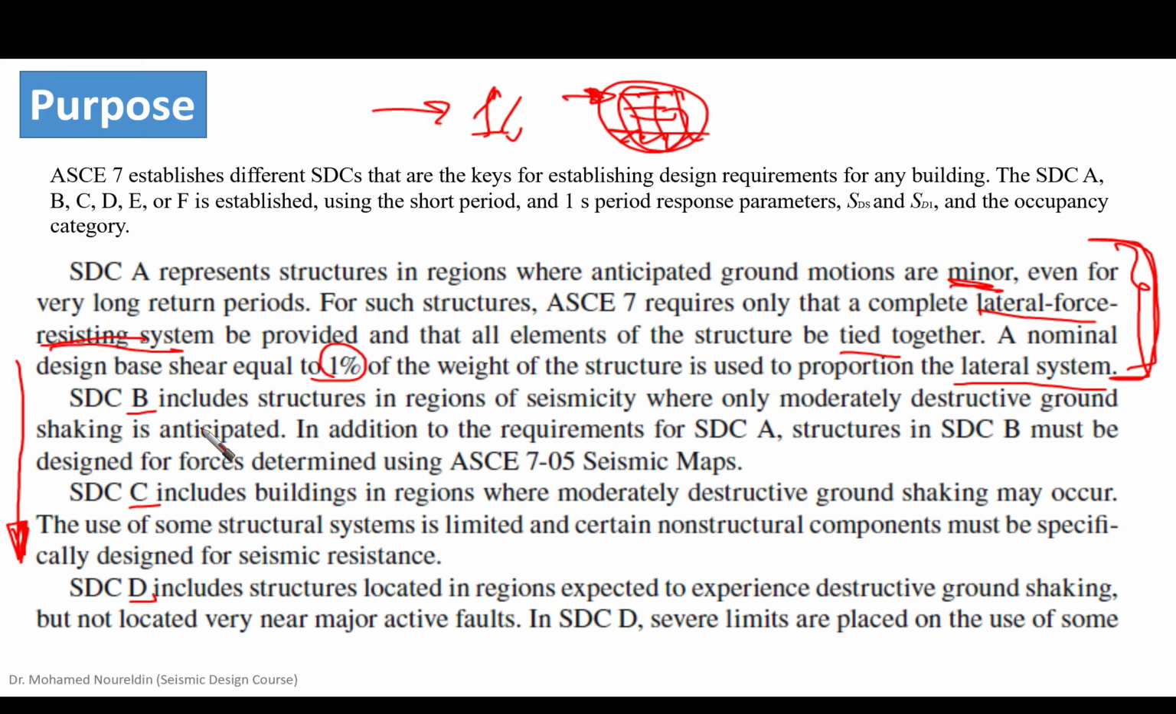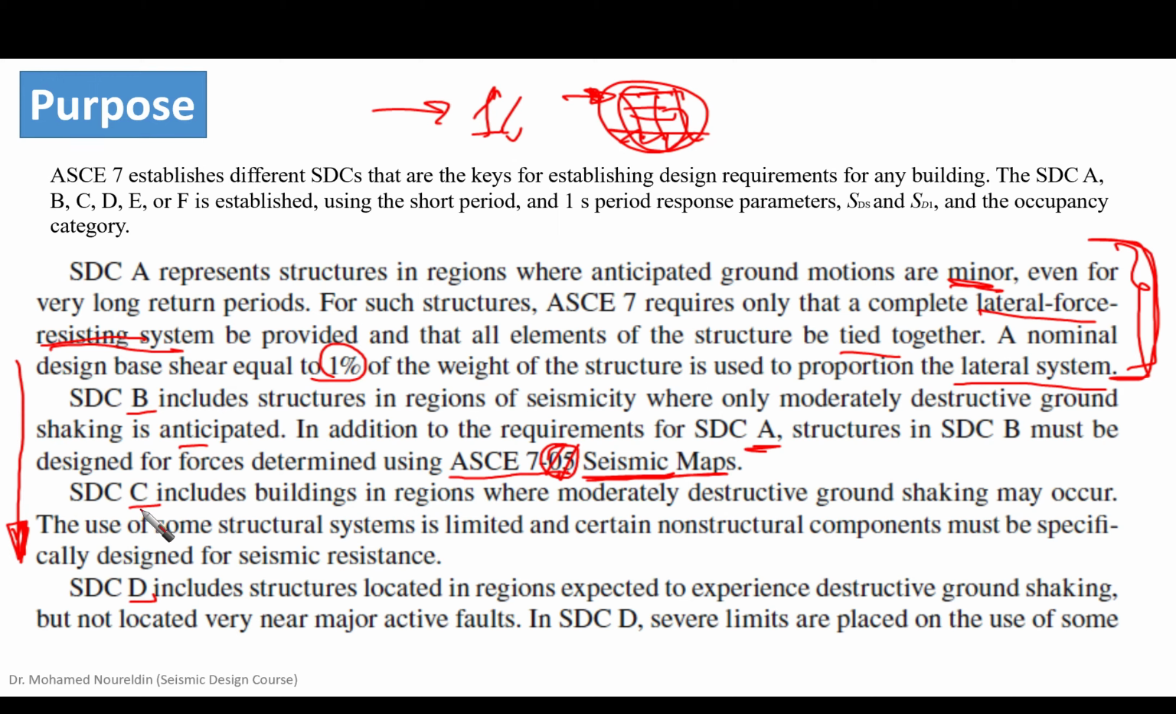For B, for example, it is for structures in regions of seismicity where only moderately destructive ground shaking is anticipated. In addition to the requirements of SDC-A, structures in SDC-B must be designed for forces determined using, yes, actually this is part from ASCE 7-05, but anyway, we should use the latest seismic maps. So this is actually for seismic design category B.